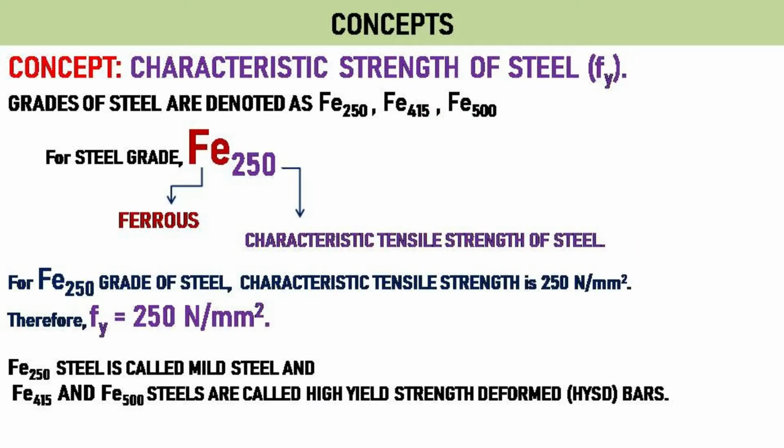Slide 6. Here, we will see about the characteristic strength of steel. Characteristic strength of steel is denoted with fy. Nominal grades of steel are denoted as Fe250, Fe415, and Fe500. In these grades of steel, Fe stands for ferrous, that means steel, and the number stands for characteristic tensile strength of steel. For example, if Fe250 grade of steel is considered, its characteristic tensile strength is 250 newtons per millimeter square. That is, fy is equal to 250 newtons per millimeter square.